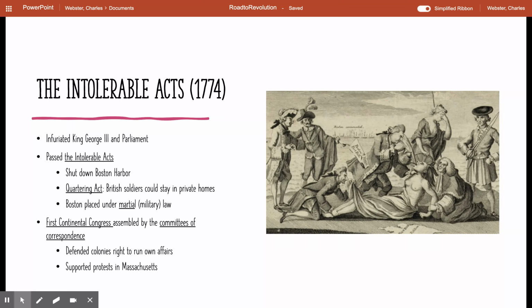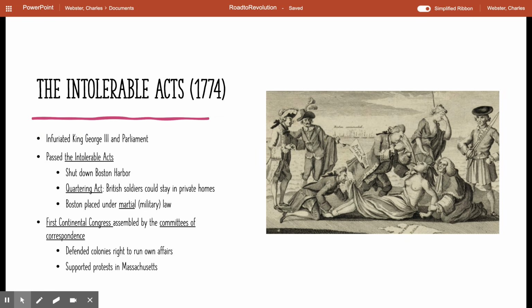In response to this, the colonists ended up forming the First Continental Congress, which was assembled by the committees of correspondence, and they did this to defend the colonies' rights to run their own affairs, right? And this in itself was a form of protest to the English government, to the king. And they supported these protests that were going on in Massachusetts.